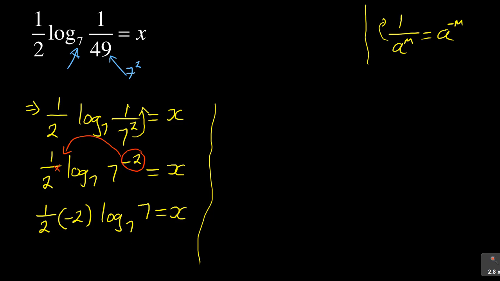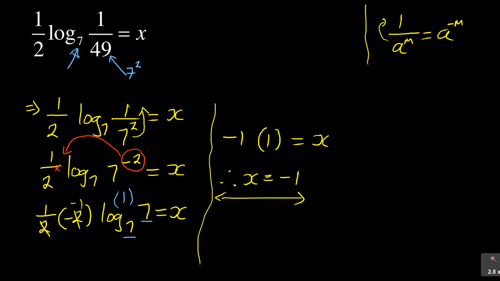Again, have a look here. I've got a base of 7 and a number 7. Remember, this becomes 1 altogether, such that I have got now, so this and this will also cancel to give me -1. So I've got -1 into 1 is equal to x. So -1 times 1, therefore x is equal to -1 in this case. So this was the value of x when I'm simplifying.